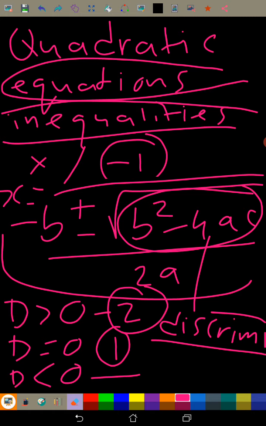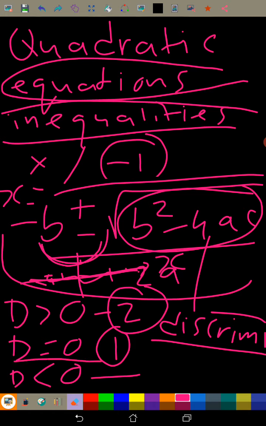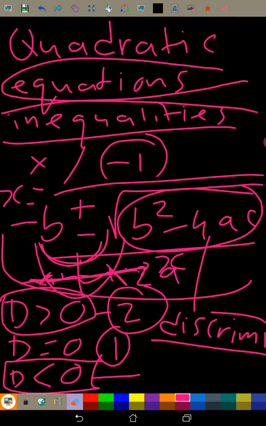There are no roots. A root is where the curve crosses the x-axis. So if the curve is up there, there is no point where it's crossing the x-axis, and therefore the discriminant is less than 0. If it's crossing at 2 points, it should be greater than 0, and if it's just touching the x-axis, it should be d is equal to 0.